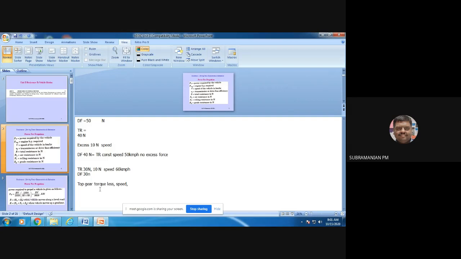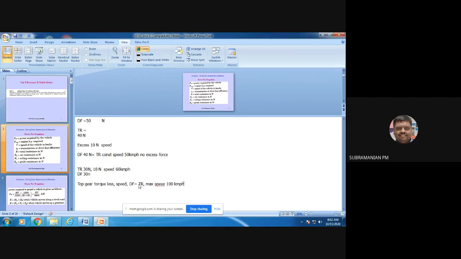So what will happen in top gear? My resistance will be more, and I'll be using my excess driving force for full acceleration. So I'll be reaching a speed. At that time, my driving force will be equal to total resistance, and beyond that I don't have any excess power. That speed will be the maximum speed. Beyond that, I can't increase, say, beyond 100 kilometer per hour.